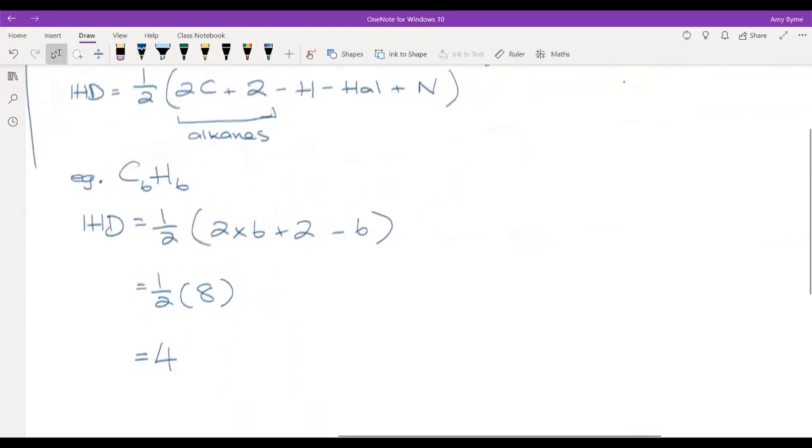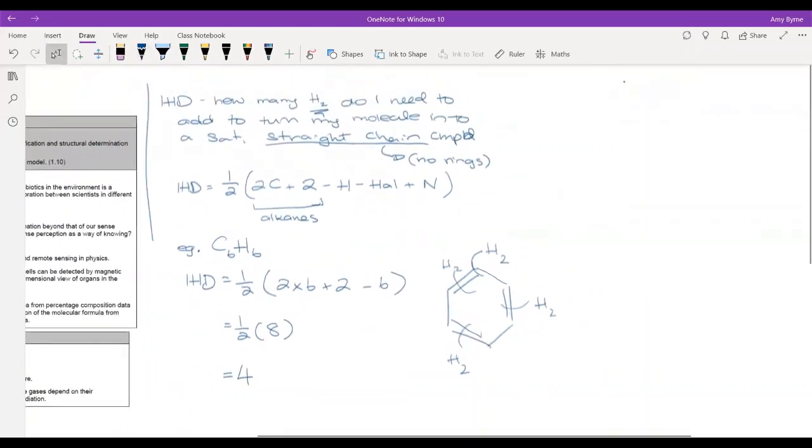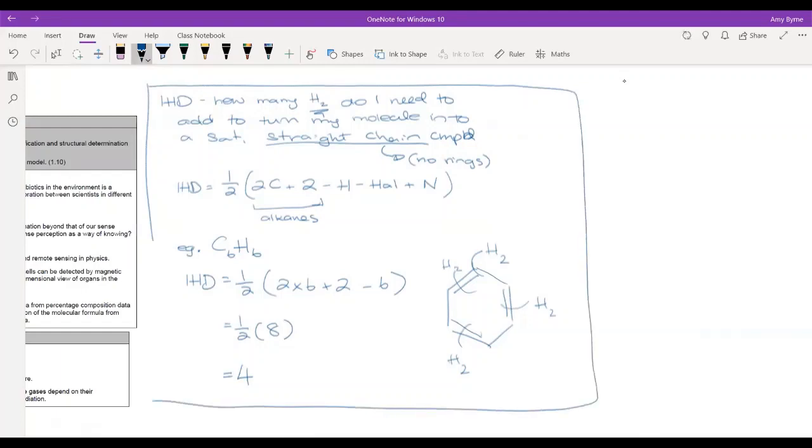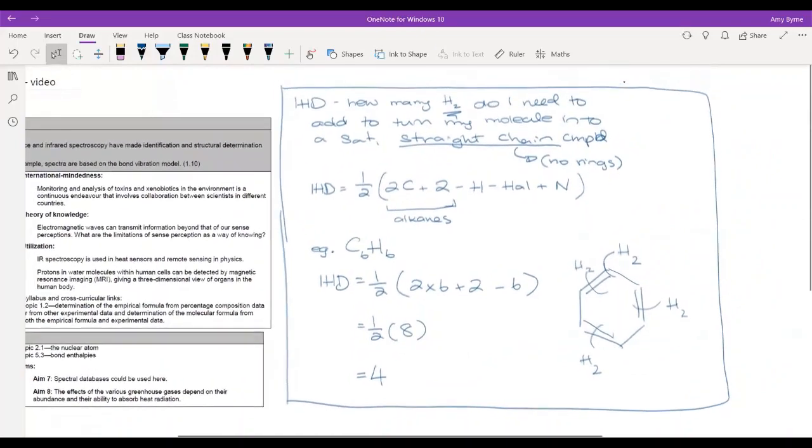You can also work this out from our structural formula. Each of these double bonds could be broken by a hydrogen, and the ring could be broken open by a hydrogen. That's where we get the 4 hydrogen molecules from. Remember to divide by 2, so multiply by a half as I've expressed it here, because we're talking about hydrogen molecules, not hydrogen atoms.